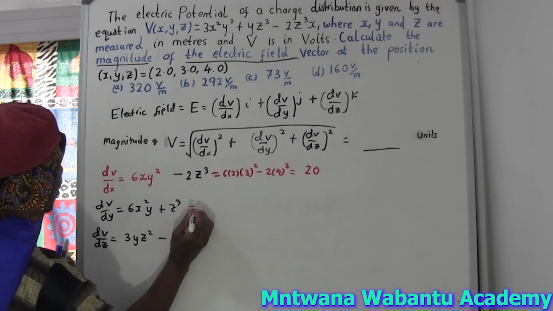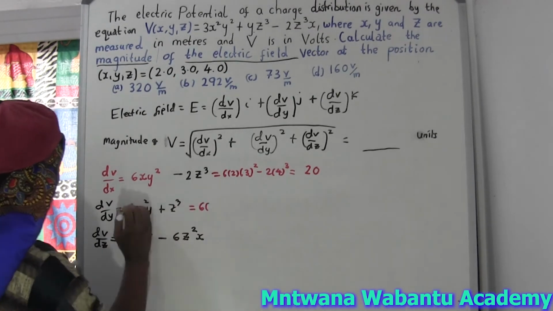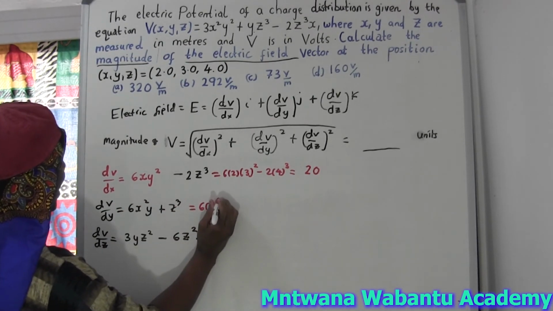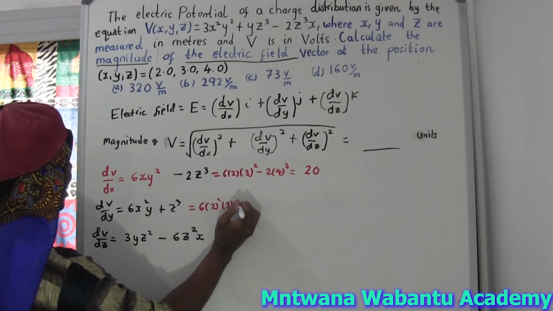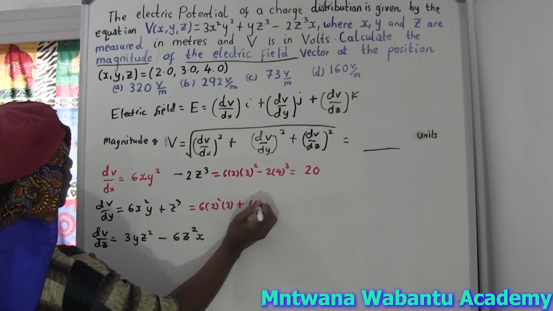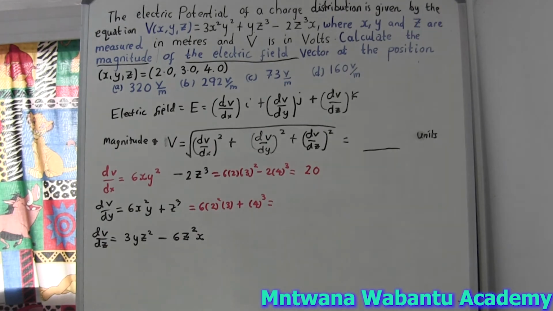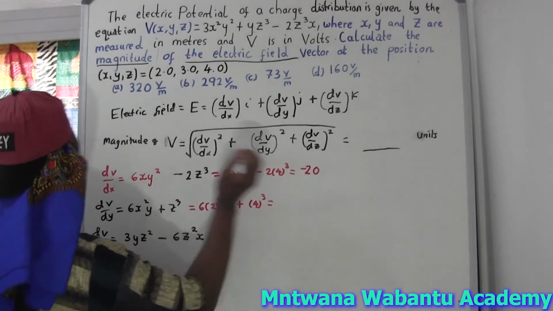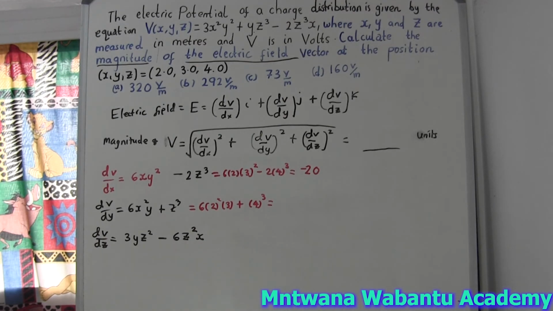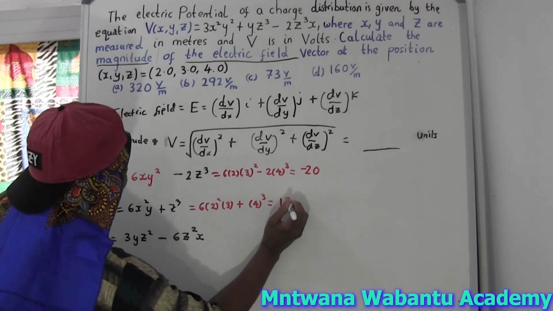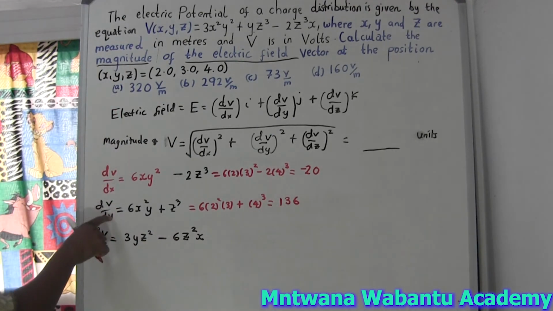Now let's go for the second one. So now we're going to 6. What is the x? x equal to 2 squared, and what is the y? y equal to 3, and then we add z. z equal to 4 cubed. Take the calculator and plug it in. Excuse me, this is negative 20. That's a negative 20. If you plug in the calculator, the second one is going to give 136. This is for dv/dy.